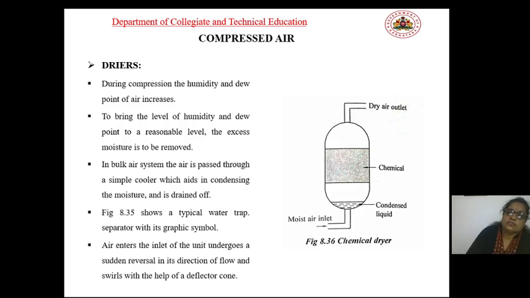Next is dryers. This is one type of chemical dryer. It consists of a moisture air inlet, condensed liquid, chemical, and dry air outlet. Here, during compression, the humidity and dew point of air increases. So the humidity and dew point have to be brought to a reasonable level, based on the functional requirement.